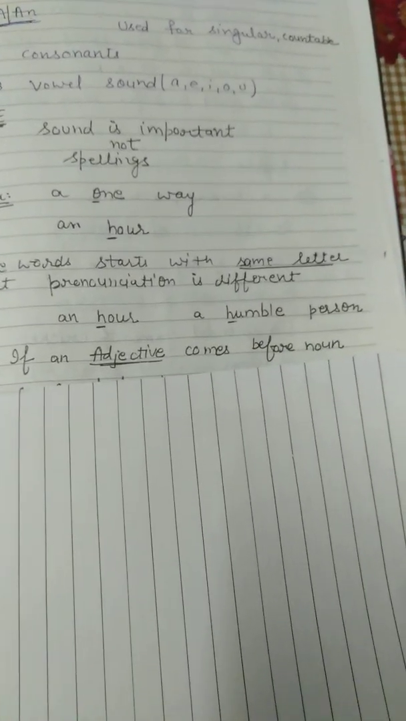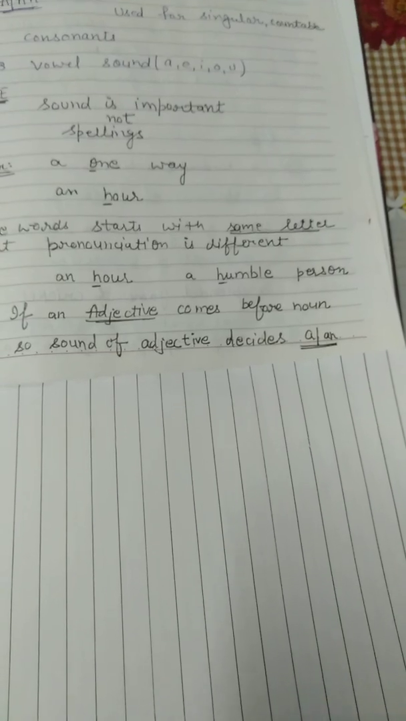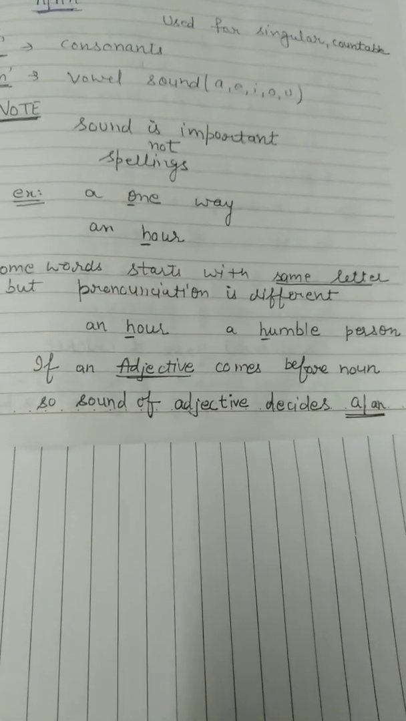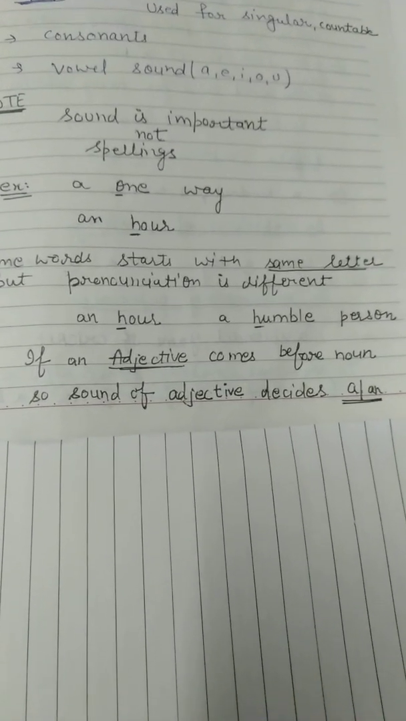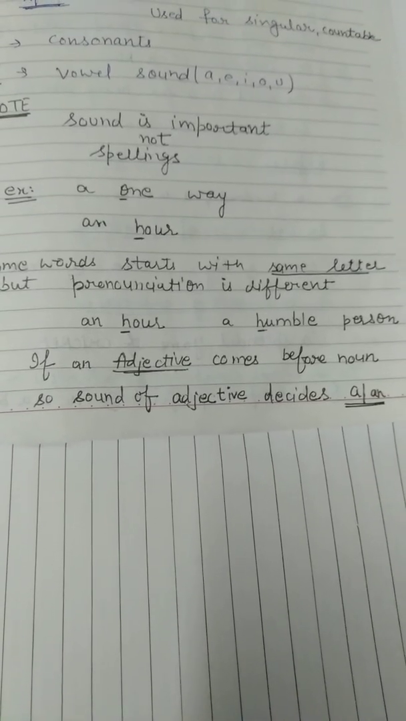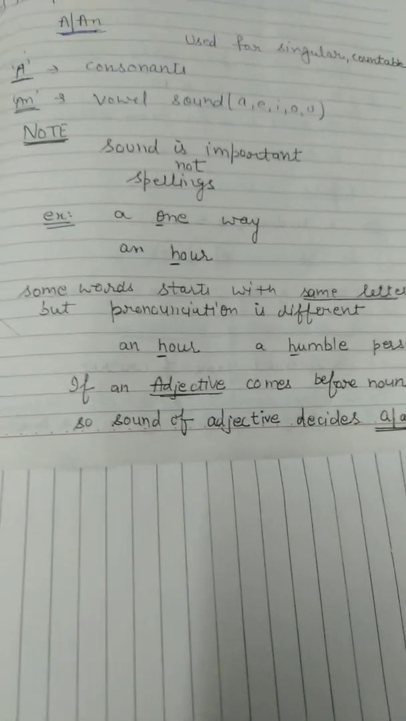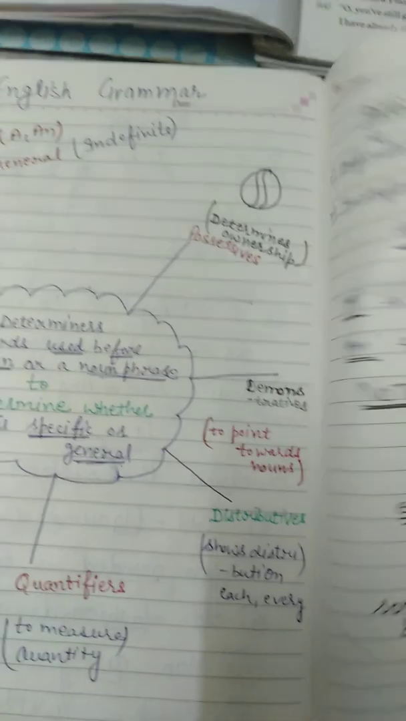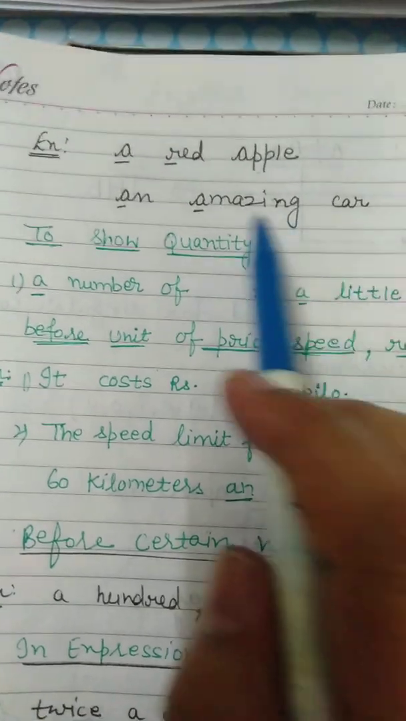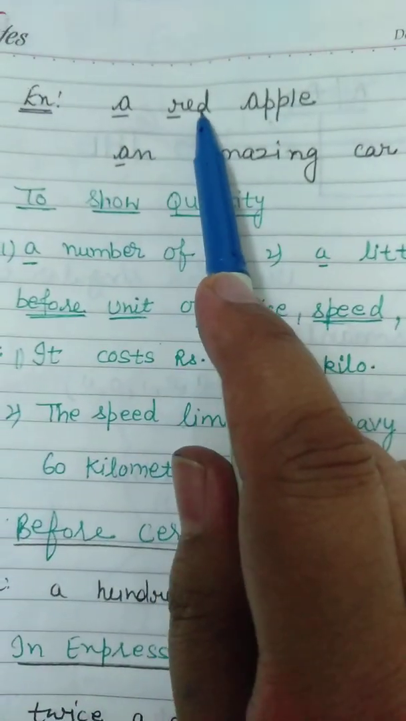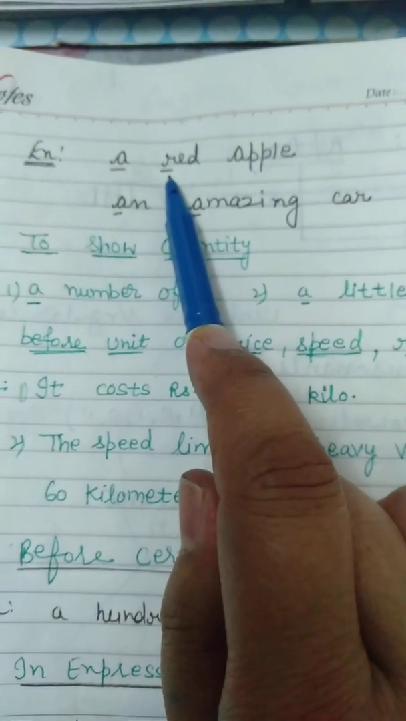Next, if an adjective comes before the noun, the sound of the adjective decides the use of a or an. What I said? If an adjective comes before the noun, then we focus on the sound of the adjective, not on the sound of the noun. Let us see an example: a red apple. Sometimes we get confused. Apple would take an, but red takes a.